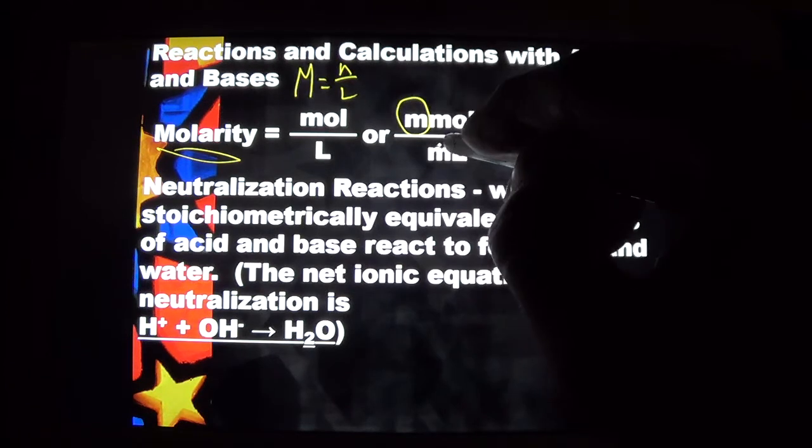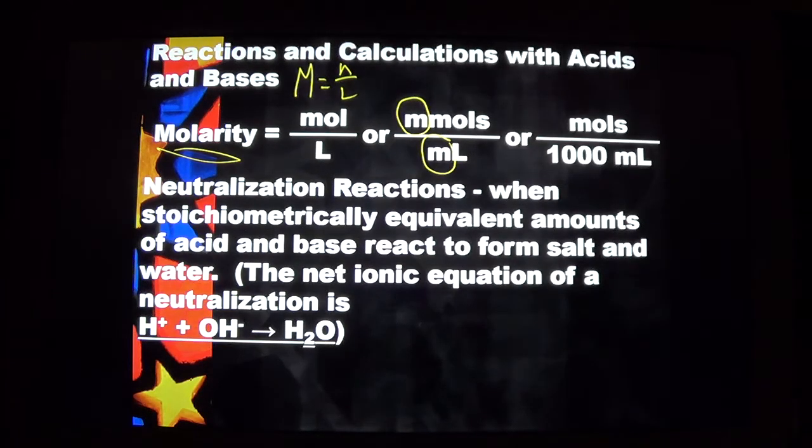And I know that sounds weird because we've never discussed millimoles before, because quite honestly, I don't like them. With the issue of dyslexia I have, converting moles to millimoles by moving the decimal 3 places, I'm certainly going to move it the wrong direction. But it could be done.